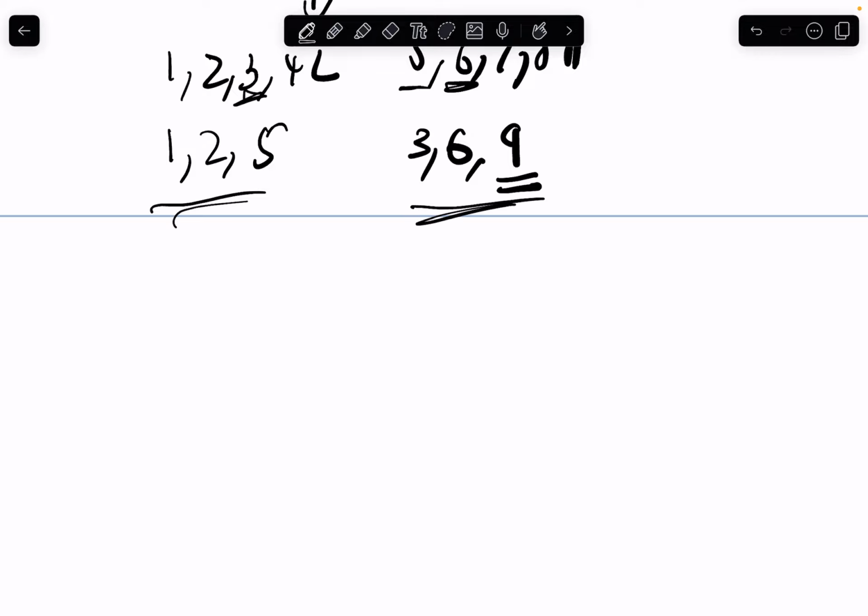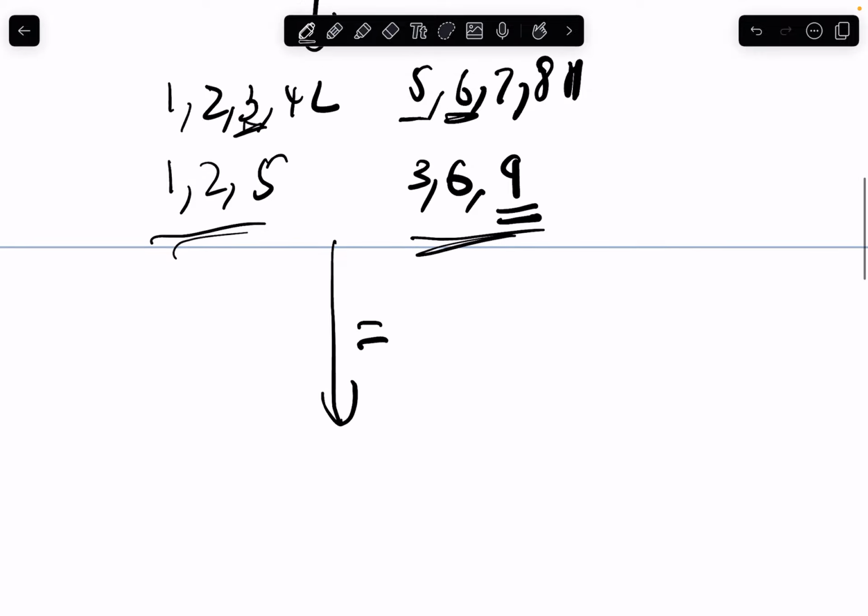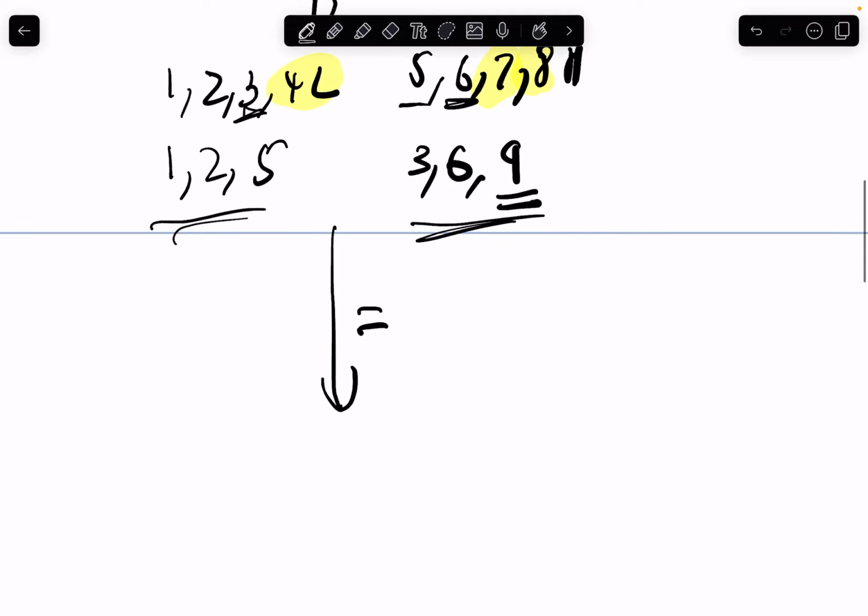We're going to put this here, put this here. Let's say they're equal. What do we do? If they're equal, then you know what is left out. We're leaving out 4, we're leaving out 7, we're leaving out 8, right? If they're equal, you know for a fact that either 4 is lighter or 7 or 8 are heavier.